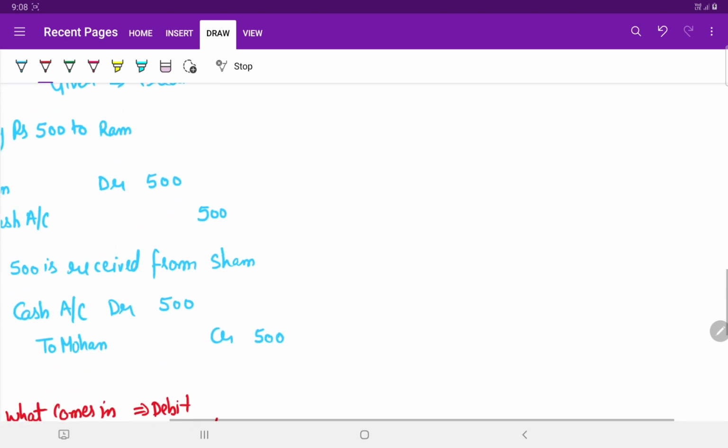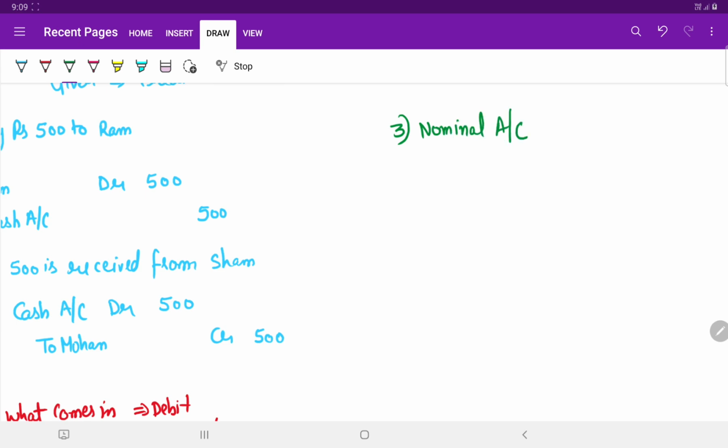So similarly, another type of account is known as nominal accounts. For the nominal accounts, the expenses are always debited because they are incurred by the owner, whereas incomes are always credited.